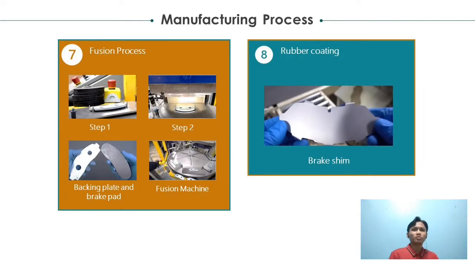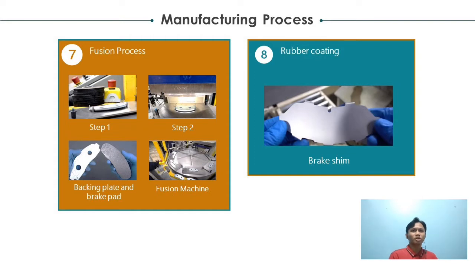The fusion process is also one of the newest technologies of this company. This is the fusion process. The worker places the friction material into the holder, followed by the backing plate with the mechanical attachment facing down into the friction material. The fusion machine rotates and brings the backing plate and friction material to the press.